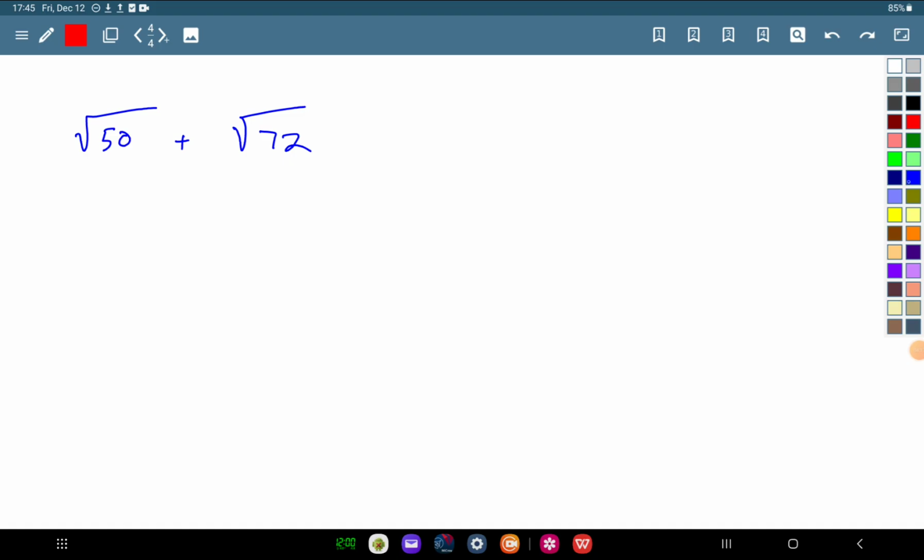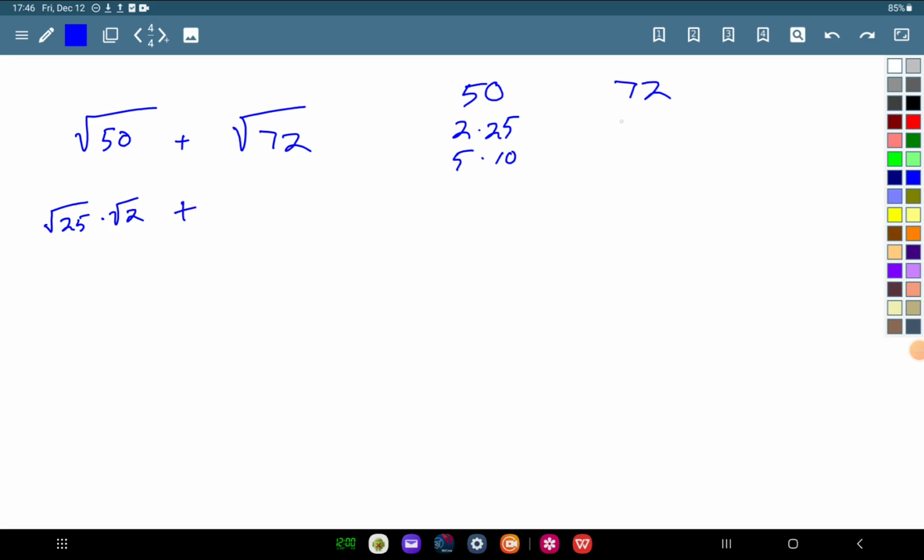Okay, so let's start with the square root of 50. We have 1 times 50, 2 times 25, and we have 5 times 10. And that's going to be it. 25 is a perfect square, so we're going to go with that one. So we're going to have the square root of 25 times the square root of 2. And let's figure out 72.